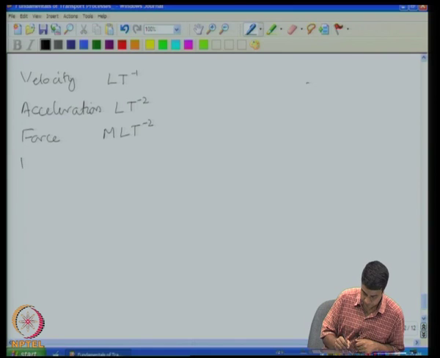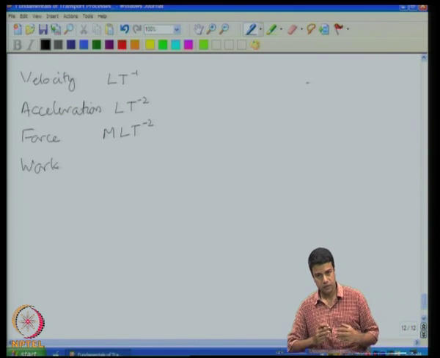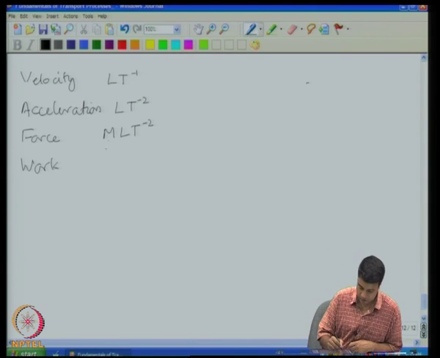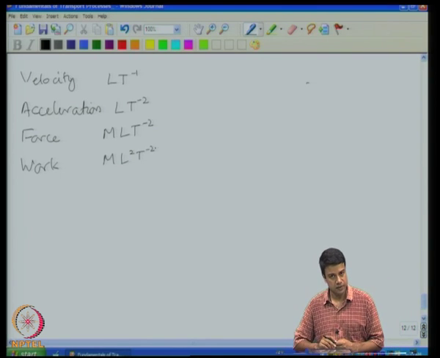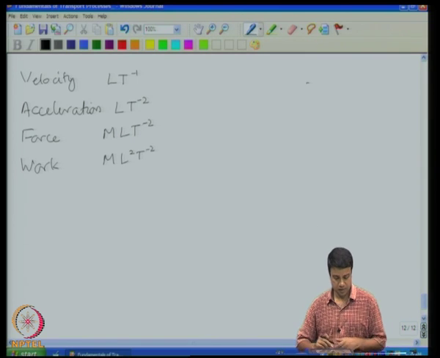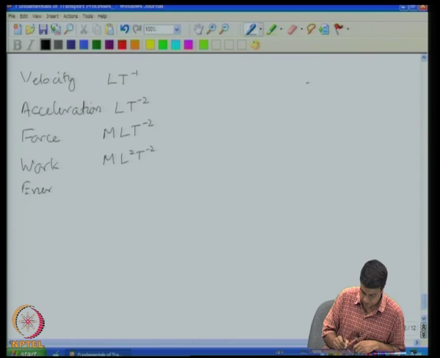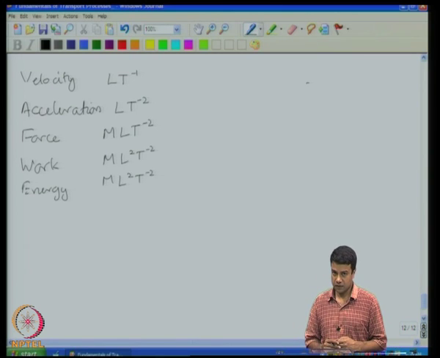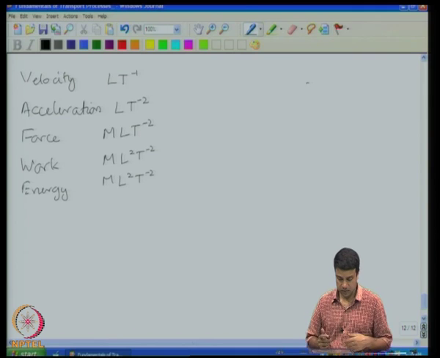So, work is equal to the force multiplied by the displacement. So, it has units of force times distance. That is m L square T power minus 2. Energy has the same dimensions as work, m L square T power minus 2. And power is the rate of input of work, the work input per unit time. So, it is going to have the dimensions of energy per unit time.